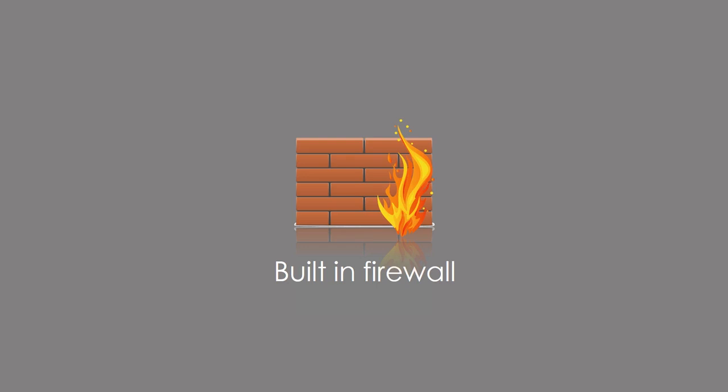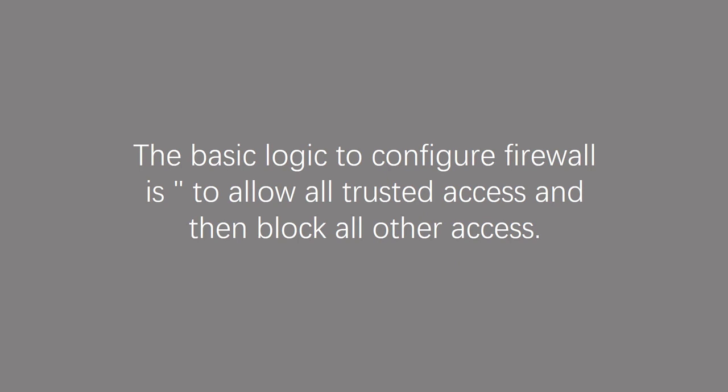Before we actually get into the configuration, I would like to spend a little time explaining why we have this firewall. The basic logic to configure a firewall is to allow all trusted access and then block all other access. You can imagine your telephone system as a house that you are building. As long as you want the people who live in the house to communicate with the outside world, you will have to leave windows and doors for them to get in and get out, and for visitors to get in and get out.